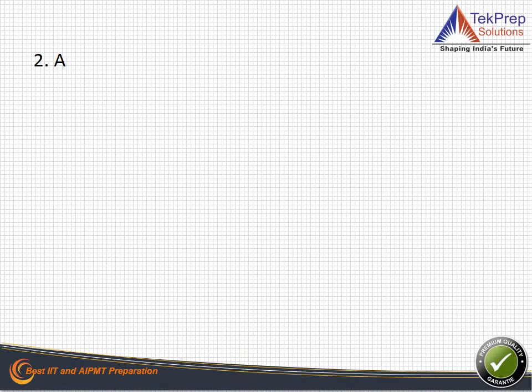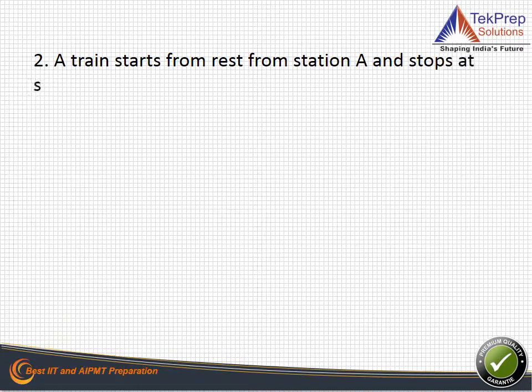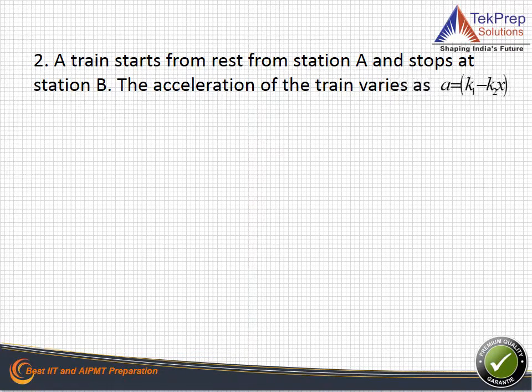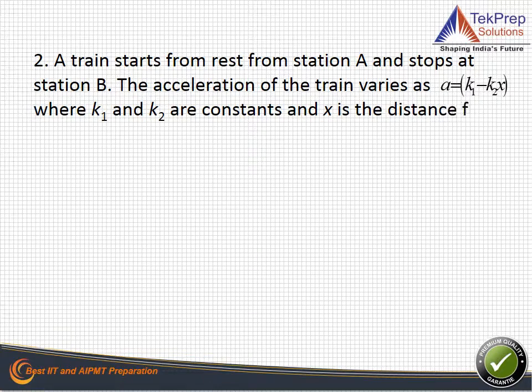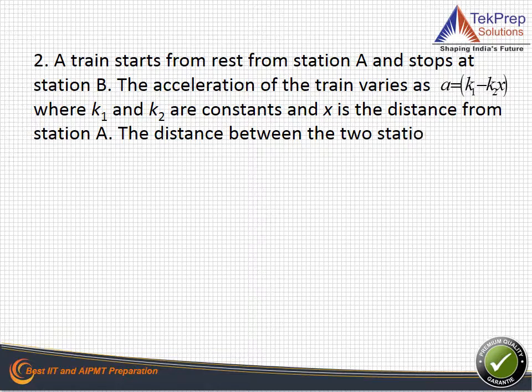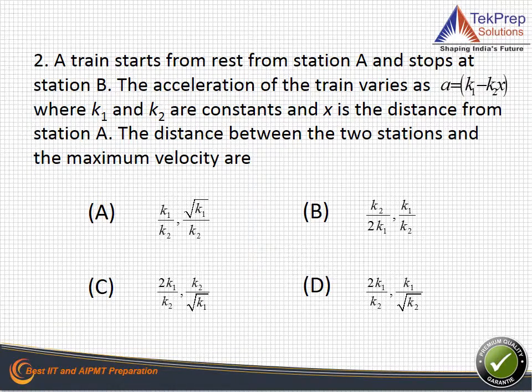Now, question number 2. A train starts from rest from station A and stops at station B. The acceleration of the train varies as a is equal to k1 minus k2x, where k1 and k2 are constants and x is the distance from station A. Now we have to find the distance between the 2 stations and the maximum velocity.